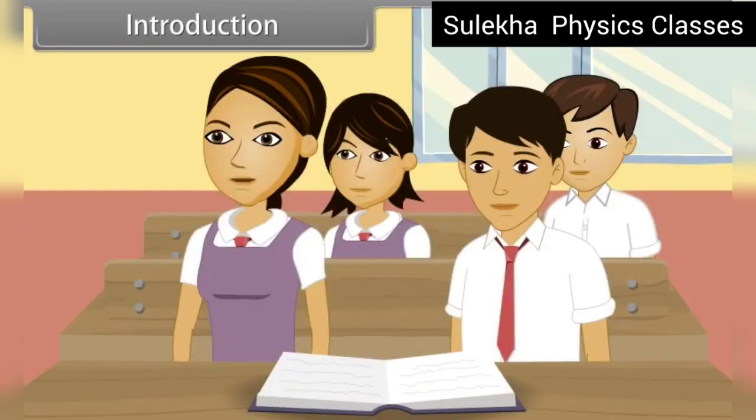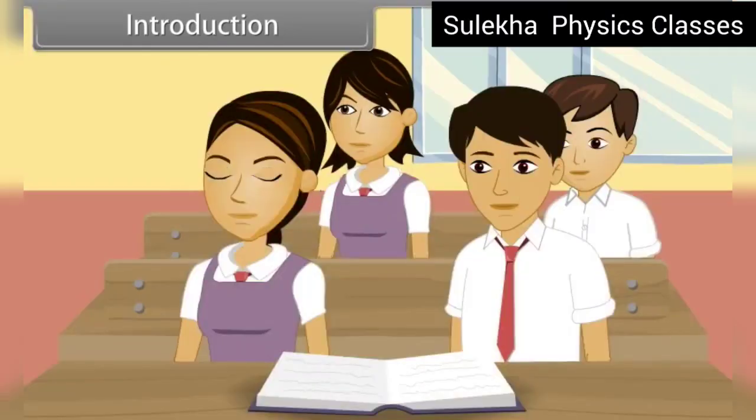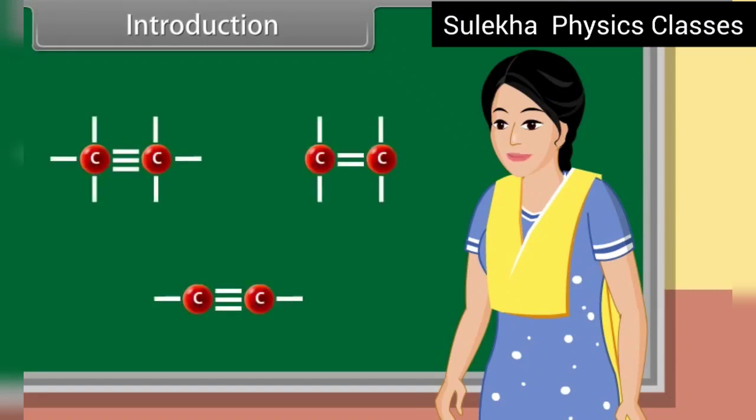Teacher, what is organic chemistry? Organic chemistry is the branch of chemistry that involves the study of carbon and hydrogen containing compounds. Teacher, how are the carbon-carbon atoms attached? The carbon-carbon atoms are attached by single bond, double bond or triple bond, and the functional group present on the organic compound decides its chemical nature.